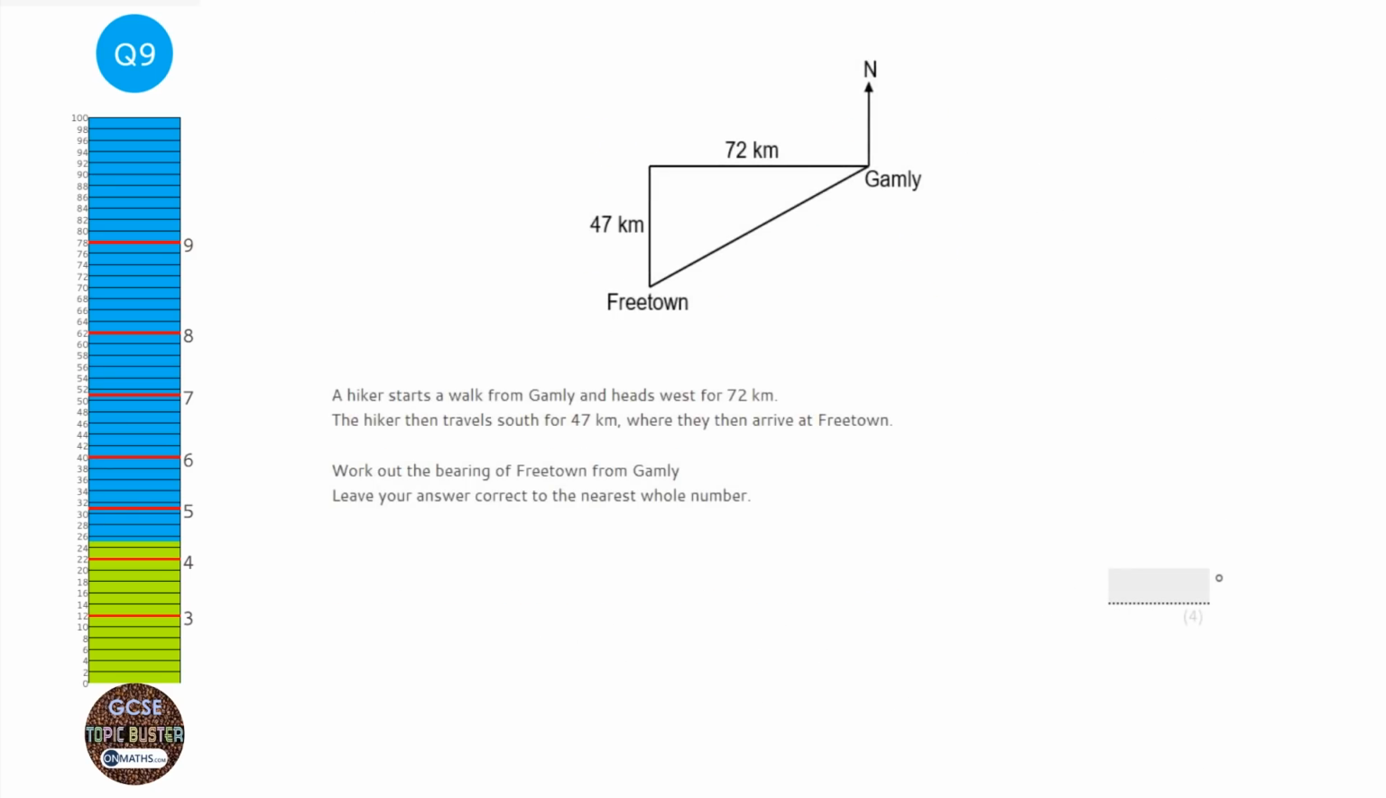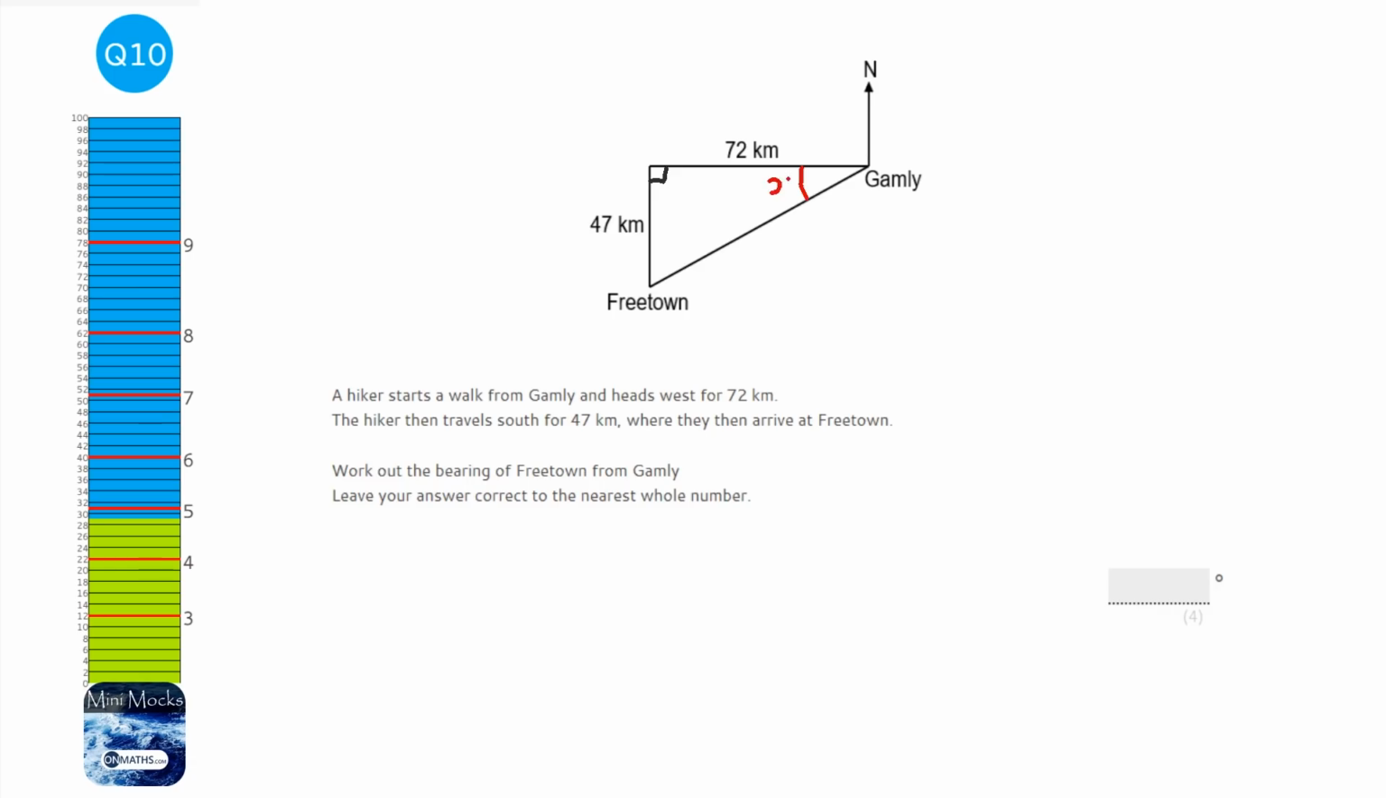Okay, so this question looks like a standard bearings question, but something you might notice is there's no angles in it. So if there's no angles in it, we need something else, and that something else is going to involve the right angled triangle here. So we can see there's a right angled triangle here, and we know that when we've got a right angled triangle, with two sides, we can find an angle with trigonometry.